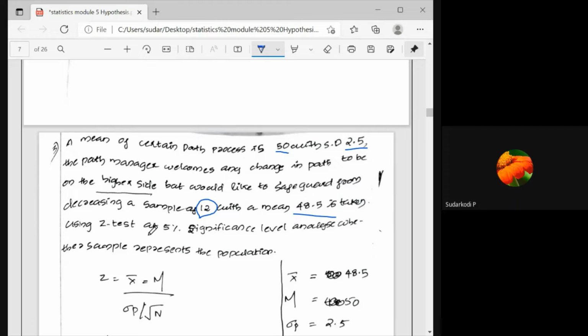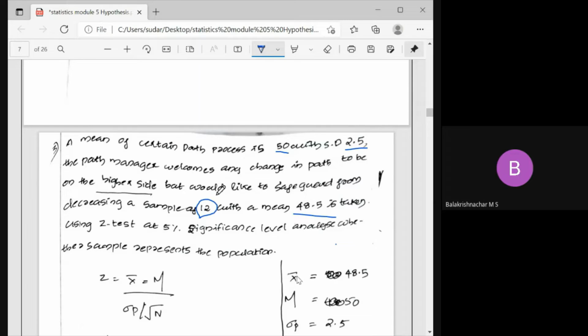Because when your sample size is less than 30, it is called a small sample and you have to do a t-test. But the person wants to analyze this data using z-test, so they have given you z-test. Otherwise you can solve this sum with a t-test also, because your sample size is small.